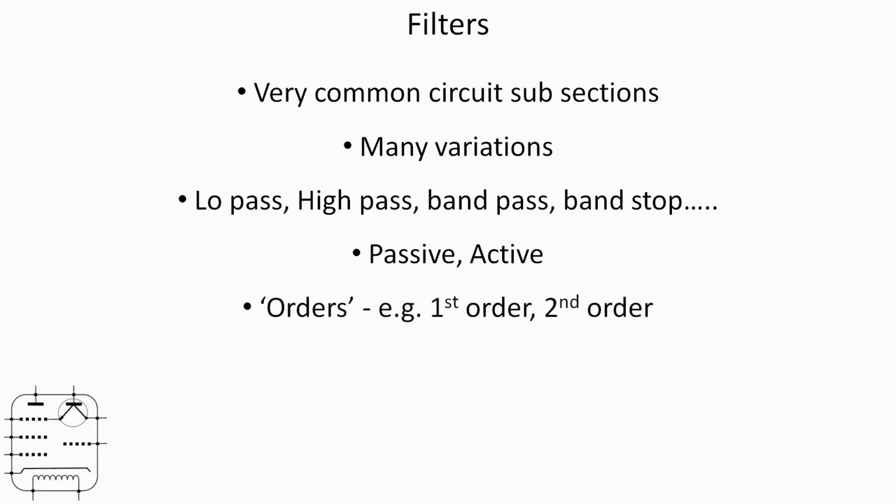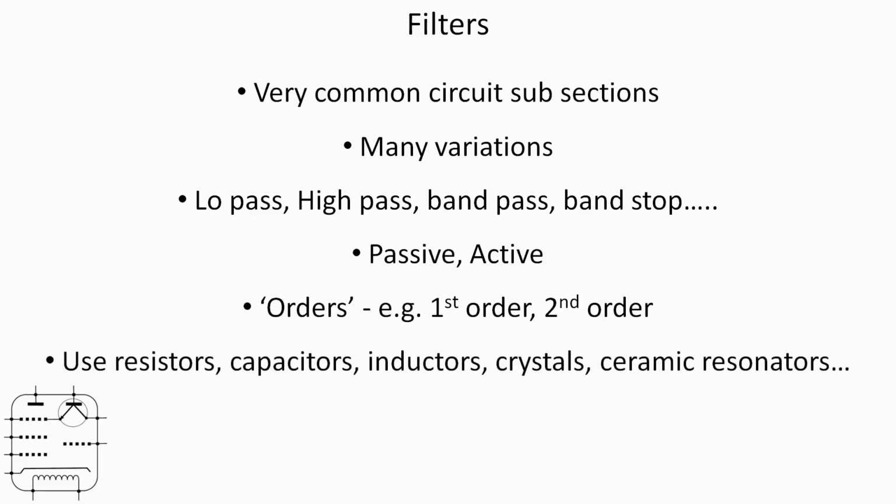The concept of orders is just worth having a look at. Orders essentially are the amount of attenuation per decade that we get, and that'll make a bit more sense in a minute when we look at how filters are specified. And they use resistors, capacitors, inductors, crystals, ceramic resonators, probably a few other things as well that I haven't mentioned.